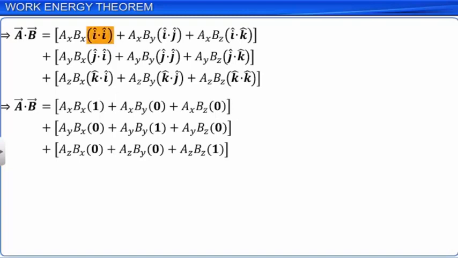Substituting the values of i dot i, j dot j and k dot k as 1 and the values of i dot j, i dot k, j dot i, j dot k, k dot i and k dot j as 0 and simplifying, we get A dot B is equal to AX BX plus AY BY plus AZ BZ.